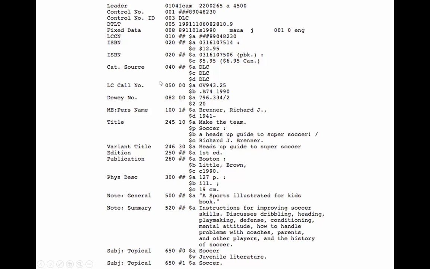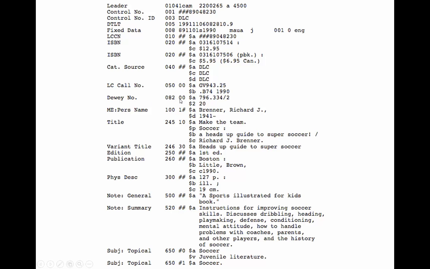And then, okay, let's see. LC call number, that's Library of Congress. Okay, so this is its classification number in the Library of Congress. So this is what that might look like. The Dewey number, hey, I just did Dewey. I know this one. So it can be 796.334, or it could be 796.3342, depending on how specific I want to get. I get this. So that's where the Dewey number goes.